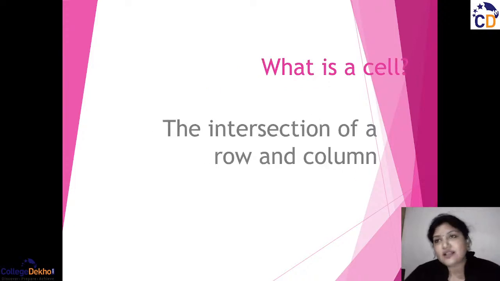Next, what is a cell? So cell is an intersection of what? A row and a column, right? You have a row and you have a column that makes up a cell. So the intersection of rows and columns is called a cell, right?